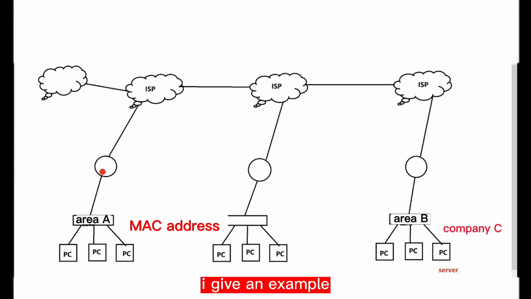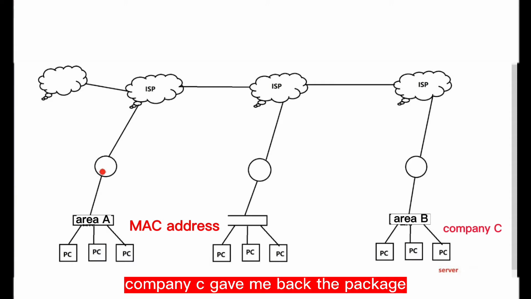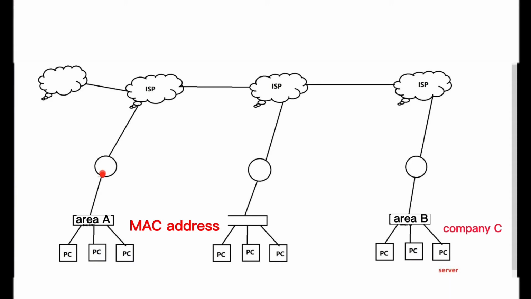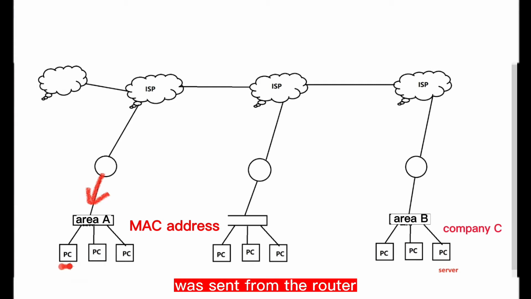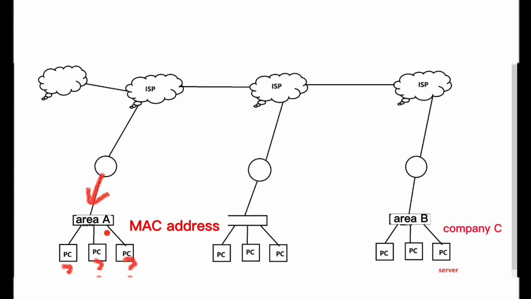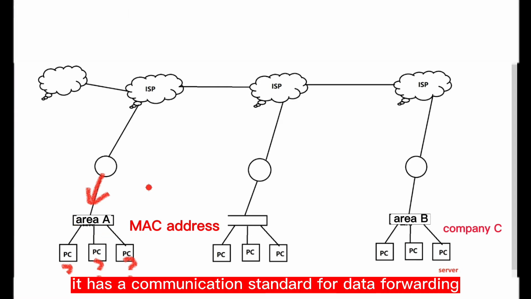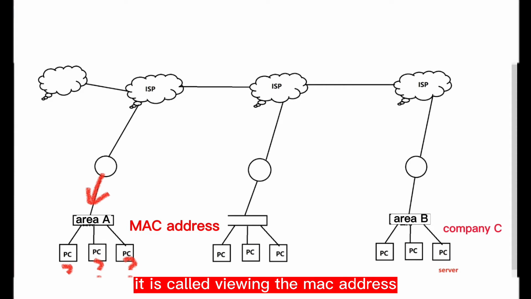I'll give an example. For example, there is data sent from outside. I sent data to company C, and company C sent the packet back to me from the router. How do I know whether this data is sent to PC1, or PC2, or PC3? As a switch, it has a communication standard for data forwarding. It is called viewing the MAC address of the peer for data forwarding.